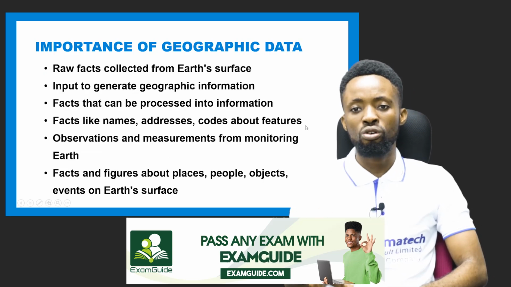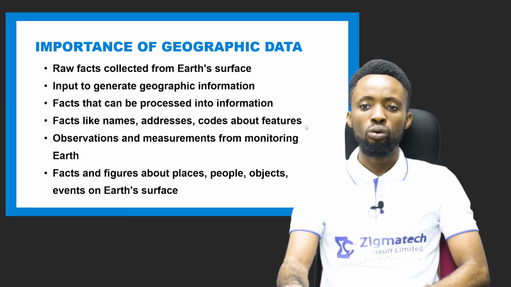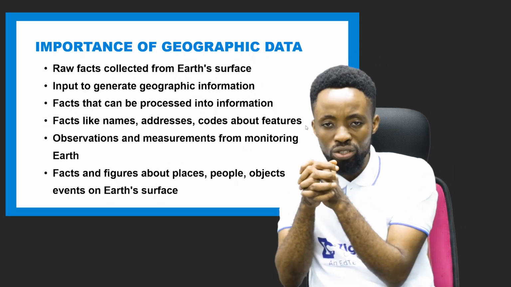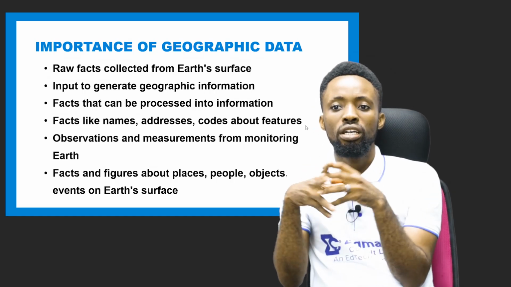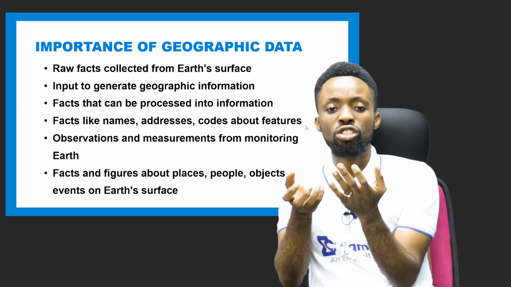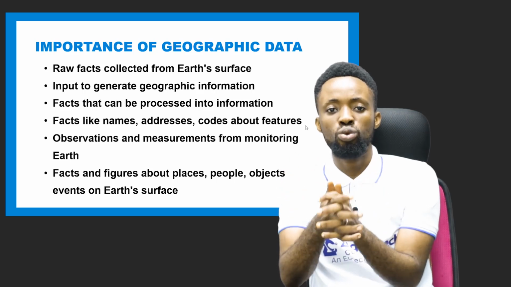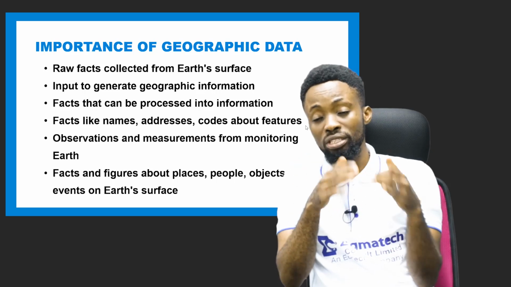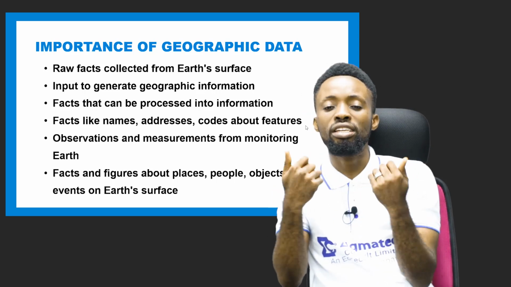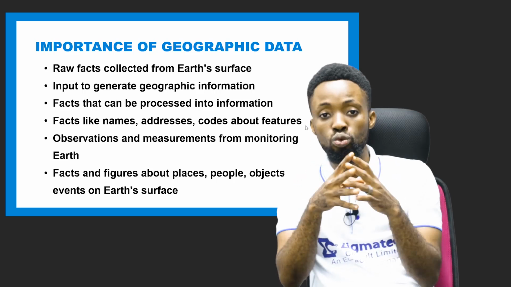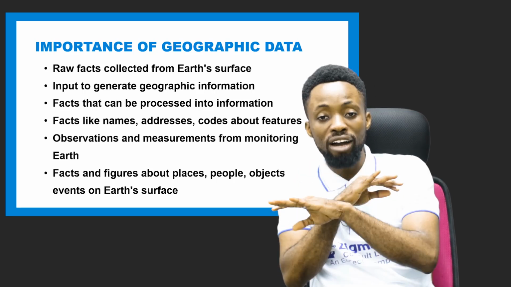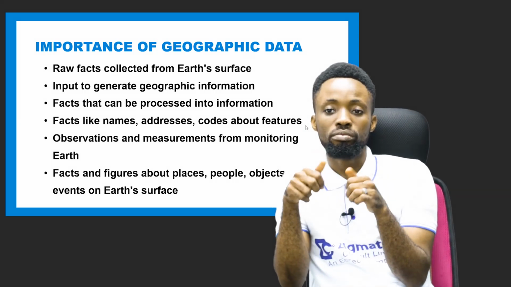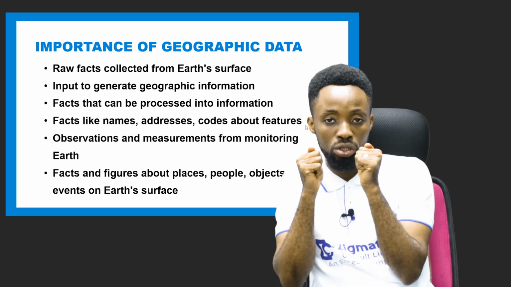So let's go over to geographic data. Now, what's the importance of geographic data? The first importance of geographic data is that it provides us with raw facts that we obtain from the Earth's surface. Remember that data means raw facts, and these raw facts have locational features or geospatial characteristics. So they are gotten from the Earth's surface.